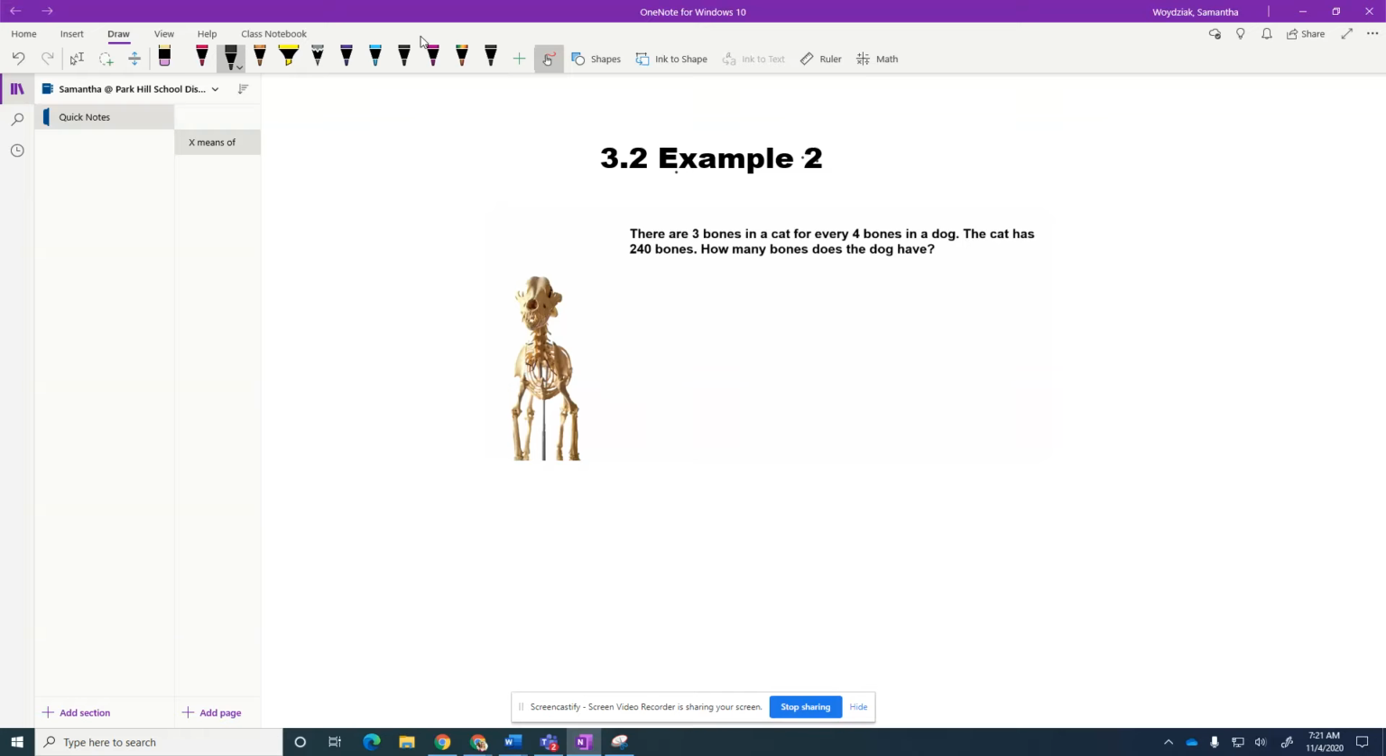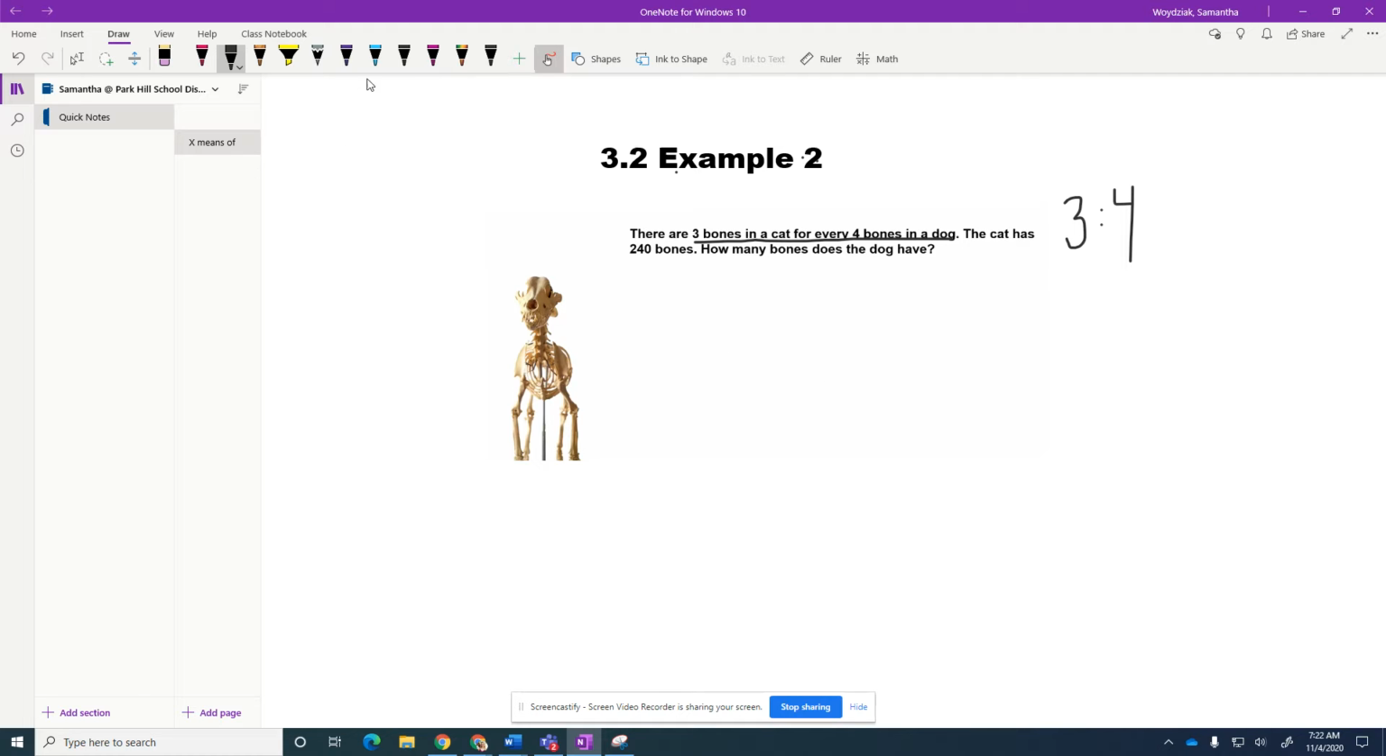Right, 3.2 example number 2. There are 3 bones in a cat for every 4 bones in a dog. So before we can continue on, I can write out my ratio over here. It would be 3 to 4 because there's 3 bones in a cat for every 4 bones in a dog. The cat has 240 bones. How many bones does the dog have?